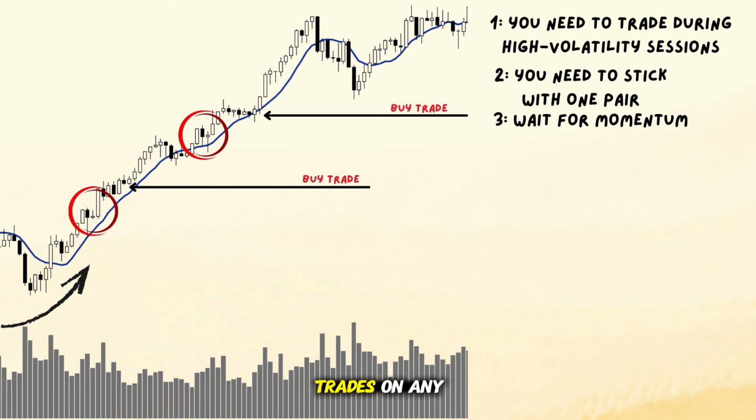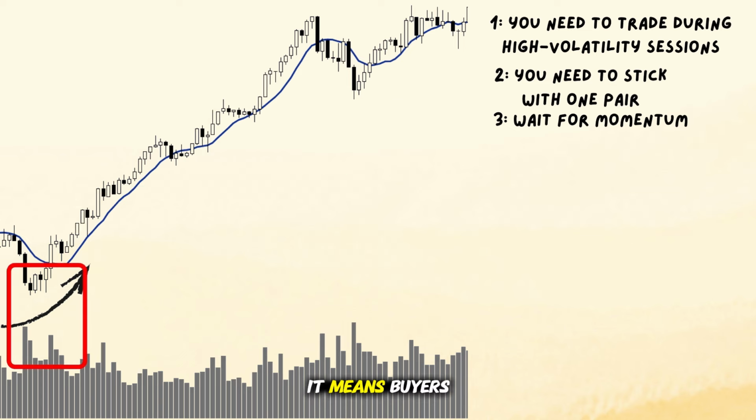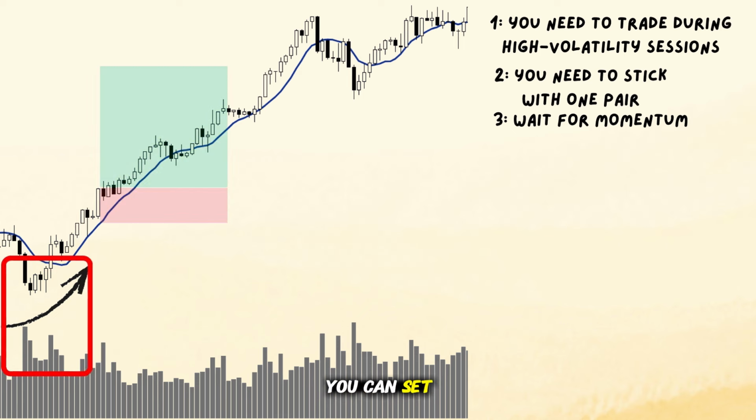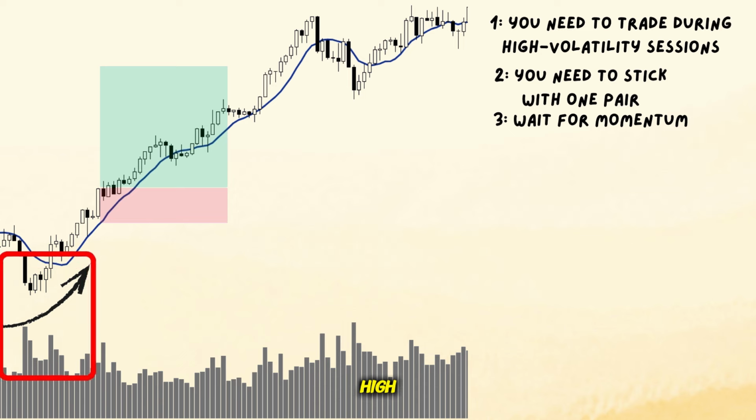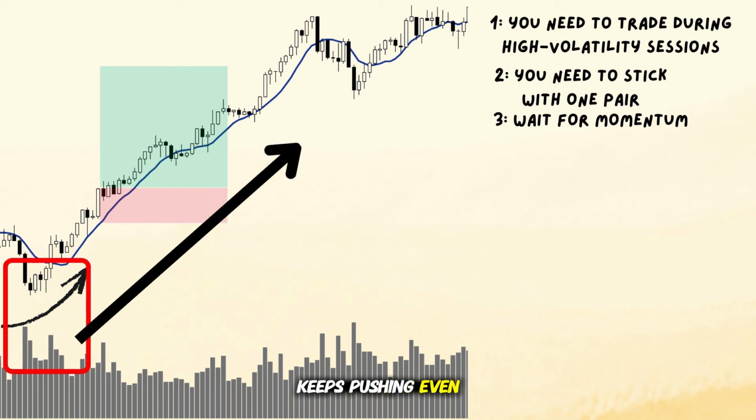Even we can take trades on any reversal pattern that forms on this moving average. Just follow the same rules I mentioned earlier, like session timing, momentum, and confirmation. And if you also add volume to this strategy, it can increase your winning ratio even more. For example, if the volume at the bottom is high, it means buyers are stepping in strongly, and there's a high chance the market will give a winning move. In that case, you can set your take profit a bit wider with a smaller risk, because when the volume is high, the market usually keeps pushing even higher.